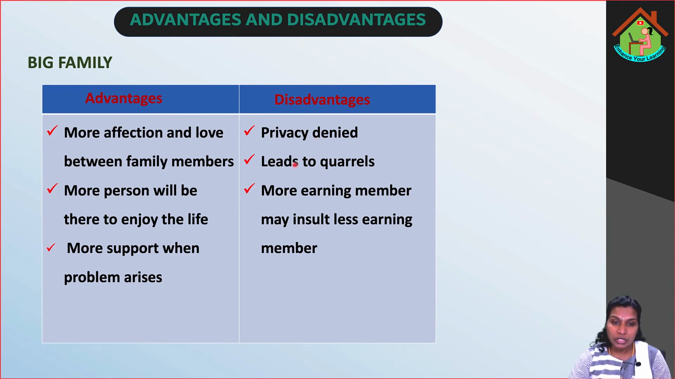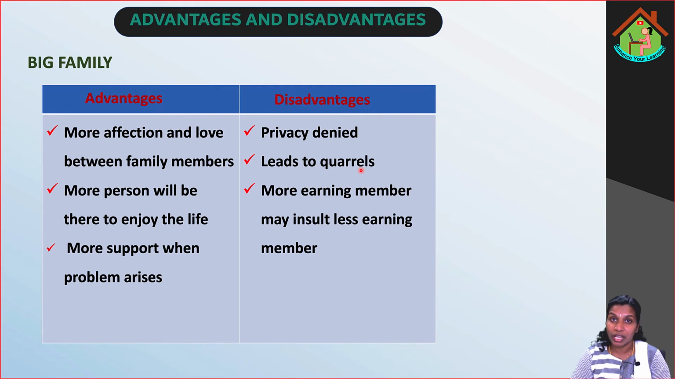Then it leads to quarrels. For example, you are there and your cousin brother is also there. You both are the same age. Okay, and you will have one toy and the cousin will not have a toy, so he will play with you, and one time what will happen, he will try to take your toy, so you will start fighting each other.